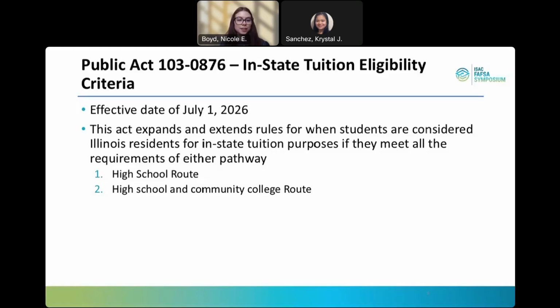The first is the high school route, and then the second is a completely new pathway, which is the high school and community college route. So the high school route was already in place. This is just an expansion of what already existed. And then the high school and community college route is an additional pathway.